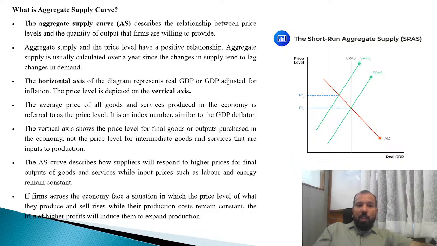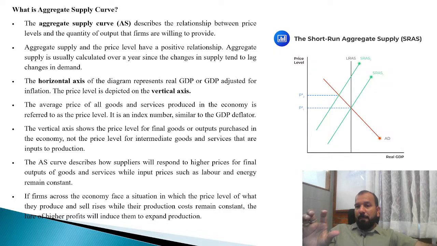The average price of all goods and services produced in an economy is referred to as the price level. It is an index similar to the GDP deflator. Clear? And throughout the year, the vertical axis shows the price level for the final goods and output purchased in the economy, not the price level for the intermediate goods that are inputs.